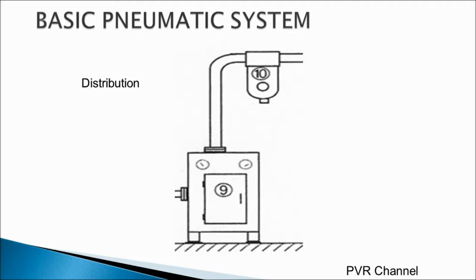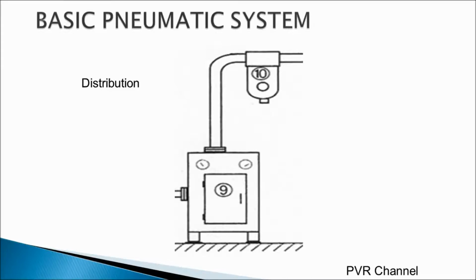And number 10 is nothing but a mainline filter. Now this mainline filter removes the dust particles and also the oil contaminants generally present at the compressor outlet in the flow lines.